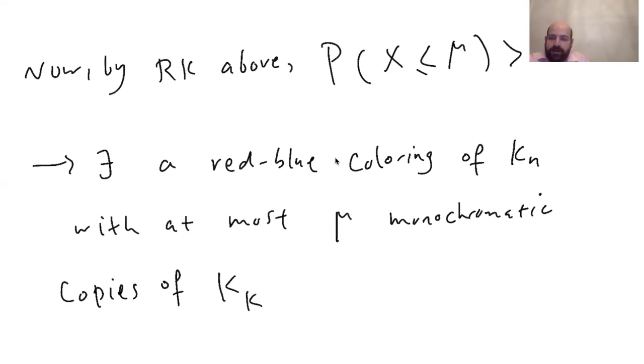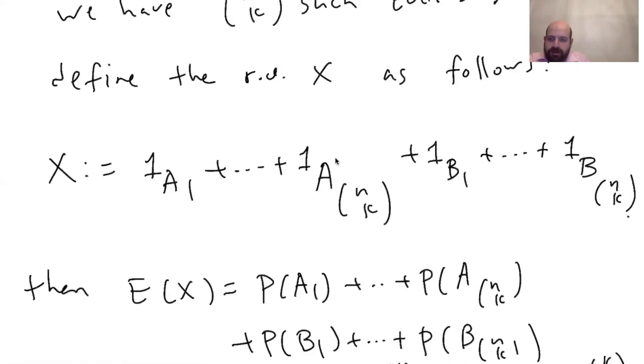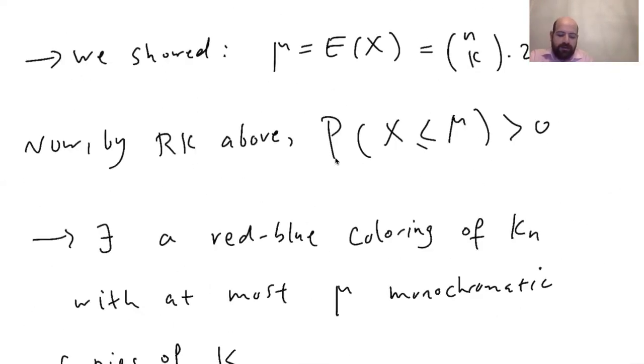And note that capital X here, what does capital X represent? Capital X represents or measures the total number of monochromatic copies of Kk, because every monochromatic copy of Kk is either a red clique or a blue clique of size k. And capital X measures all of them, the addition of all these indicator random variables.